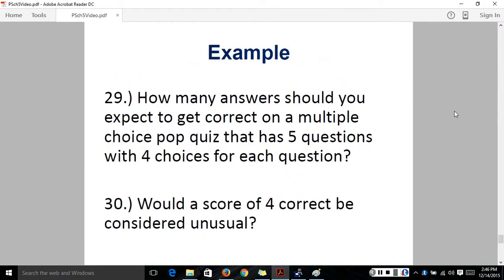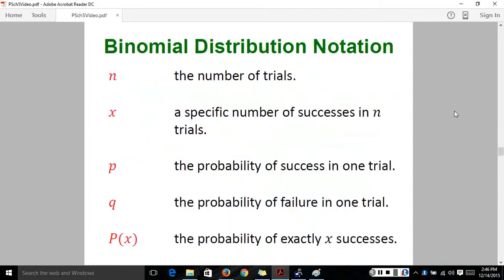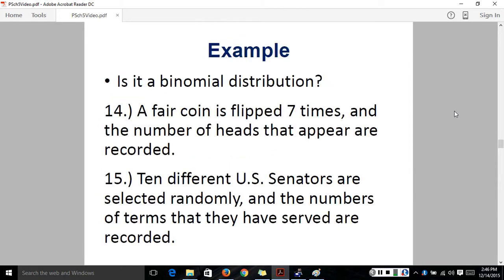Now, earlier we left off talking about the binomial distribution, and a binomial distribution has four characteristics. One, the procedure has a fixed number of trials. Each trial is independent, and each trial must have all outcomes classified into two categories, usually success or failure. And the probability of success remains the same for all trials.